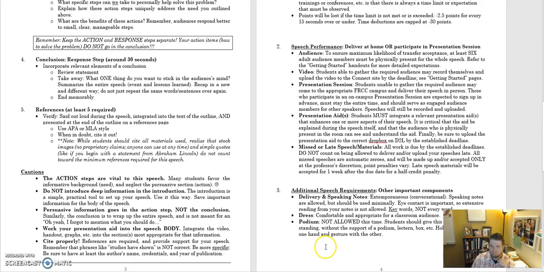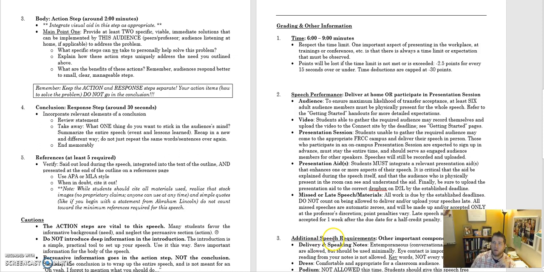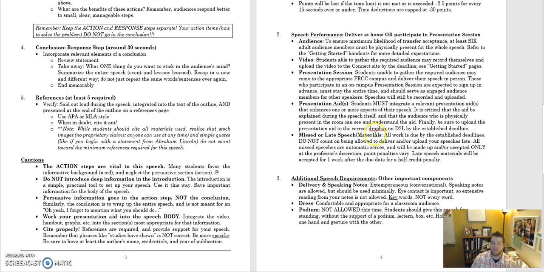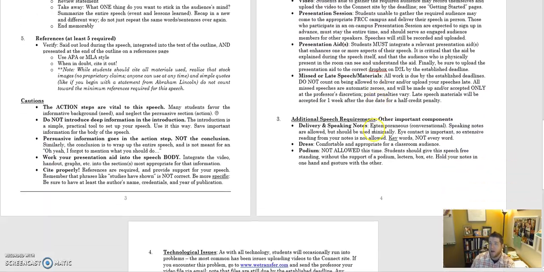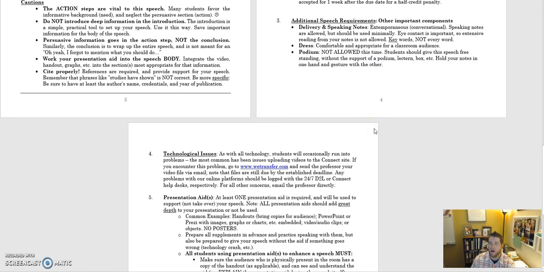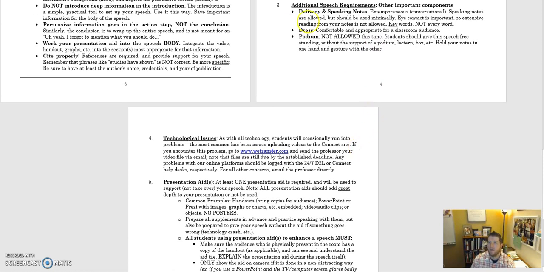Okay. We come up here, grading and other information. It's 6 to 9 minutes, just like always. Same stuff here as always. Okay. I put all of this on there for your convenience, okay? So additional speech requirements, okay? Some of these are not much different than what we've done prior, but your speaking notes need to be dropped in the Dropbox in D2L by the due date.